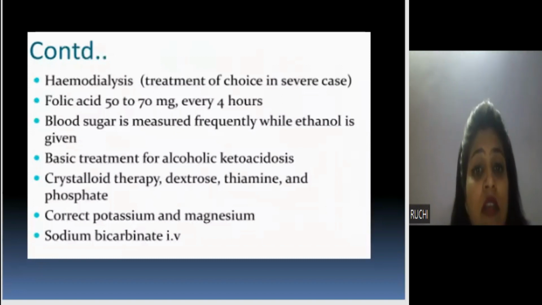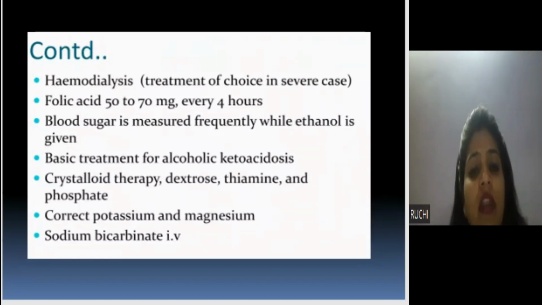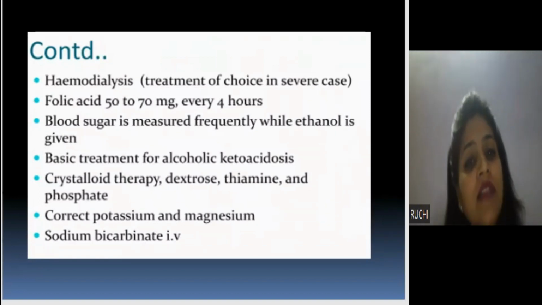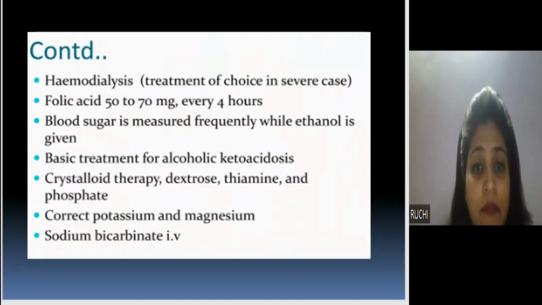Continued hemodialysis is the treatment of choice in severe cases. It is a lifesaver. The patient will have to be put on hemodialysis as early as possible because methanol is a very toxic drug. Folic acid 50 to 70 mg every 4 hours. Blood sugar is measured frequently while ethanol is given because it can cause severe hypoglycemia, so we have to keep that in mind.